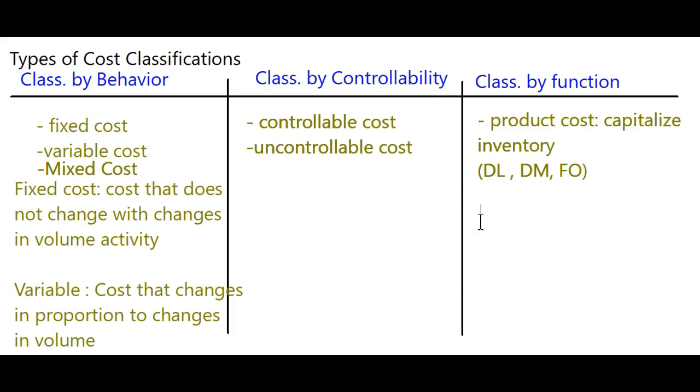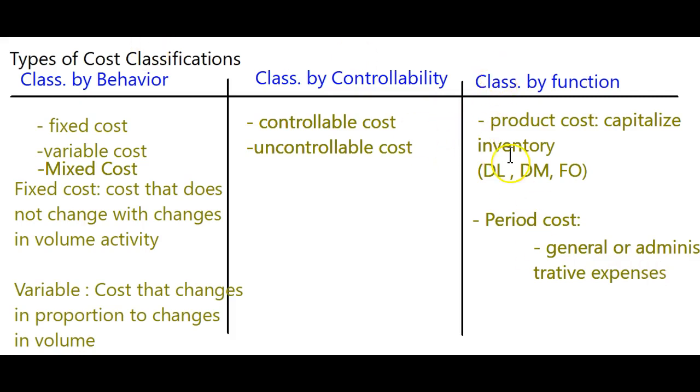Now we have a period cost. They're expenses that are incurred during a time period more so than towards a finished product. An example of that would be our general or administrative expenses.